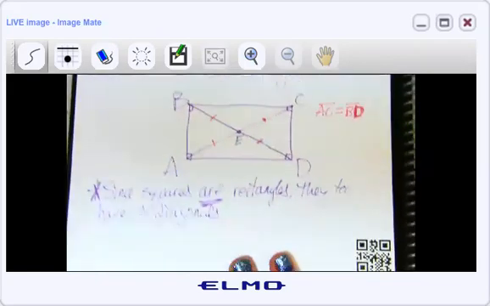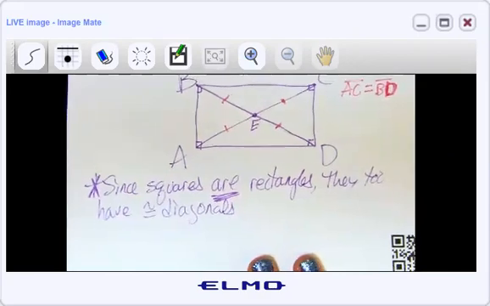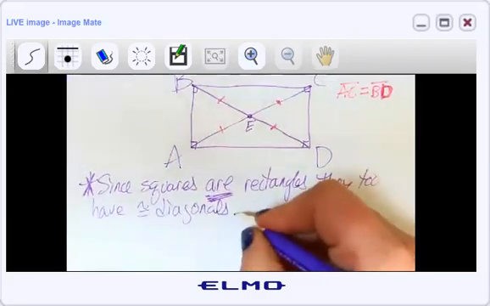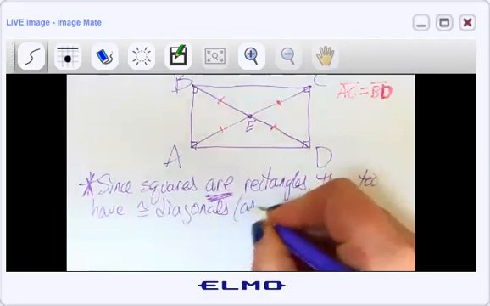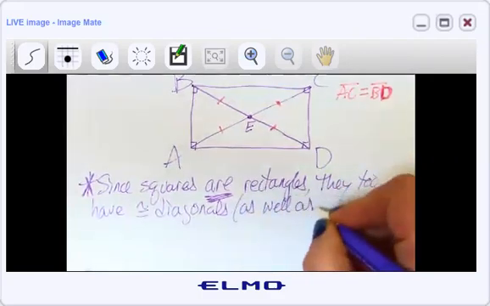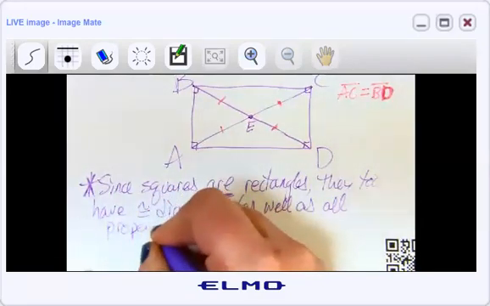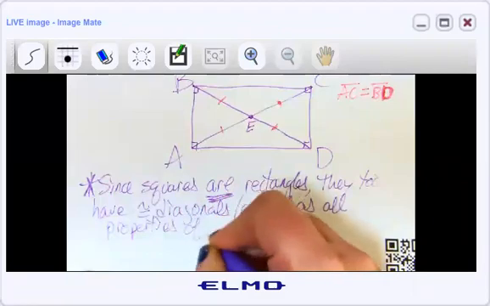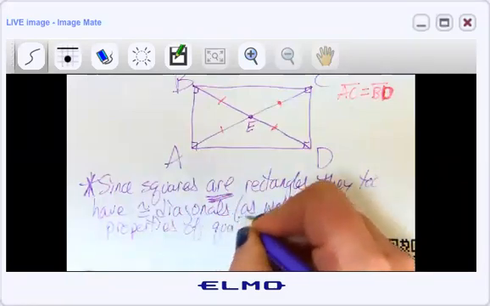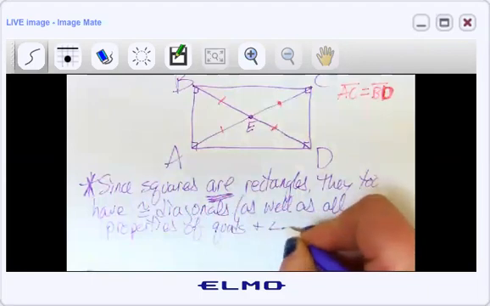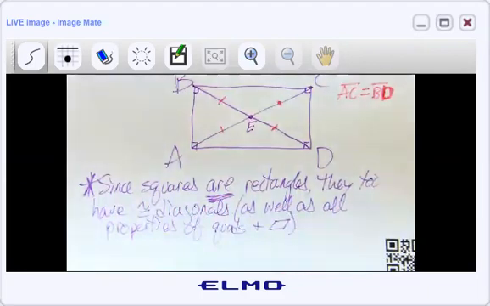Oh, sorry, you can't even see it. Since squares are rectangles, they too have congruent diagonals, and I'll even add as well as all properties of quadrilaterals and parallelograms, because they are them too. So a square is a rectangle, and a square is a parallelogram, and it is a quadrilateral. So it inherits all of those properties as well.